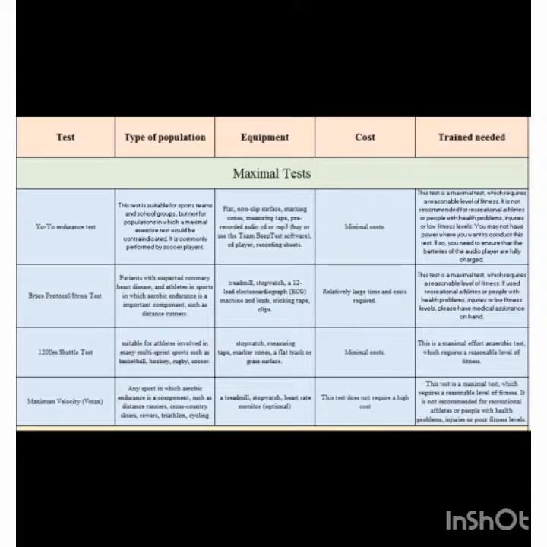The target population is patients with suspected coronary heart disease and athletes in sports in which endurance is an important component. A reasonable level of fitness is required to perform it. Its advantage is that you can measure the maximum heart rate, and the disadvantage is that it takes a lot of time and money to perform it, in addition to some specialists to analyze the results.